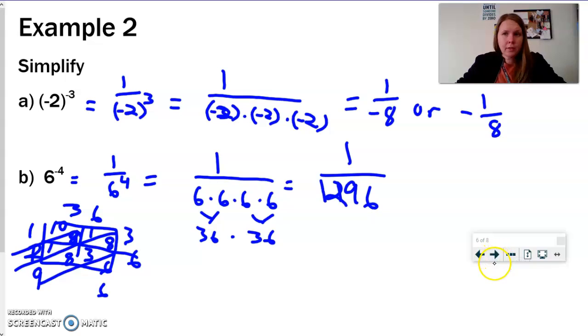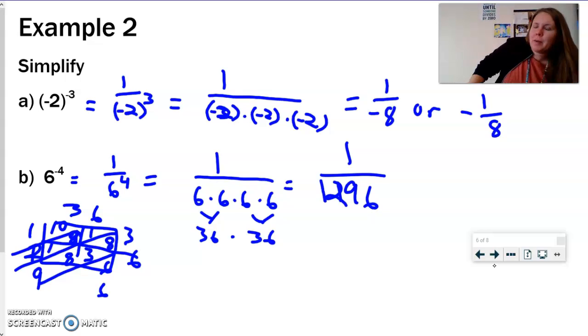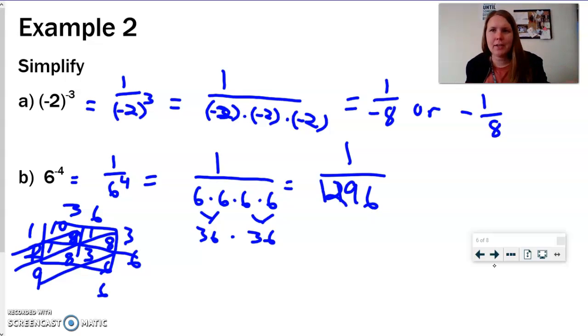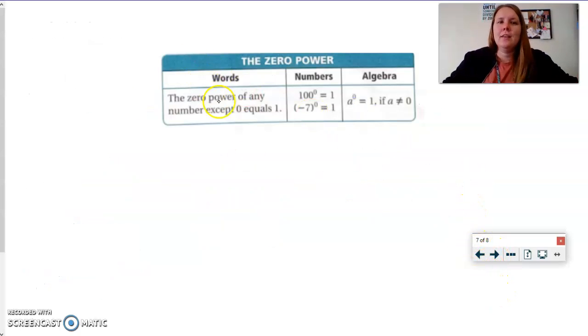So then, the only other problem that we have to go through is talking about 0 exponents. And I think 0 exponents are actually probably the easiest part of all of exponents. Because if we get to this rule here, you're going to see that it says the 0 power of any number equals 1, except 0. So basically what they're saying is that as long as the base is not 0, it's going to equal 1.